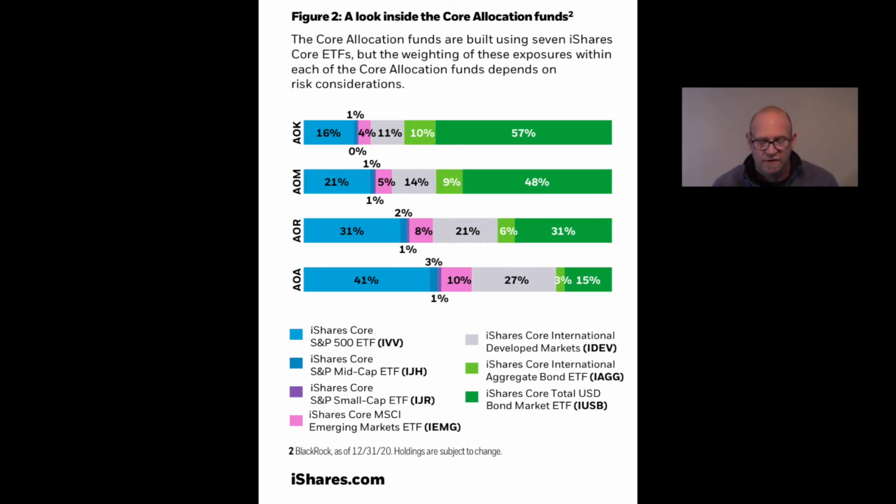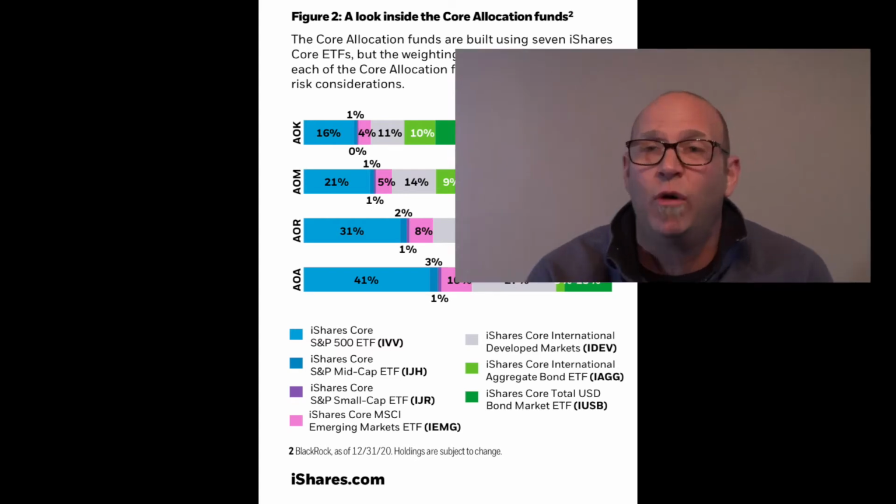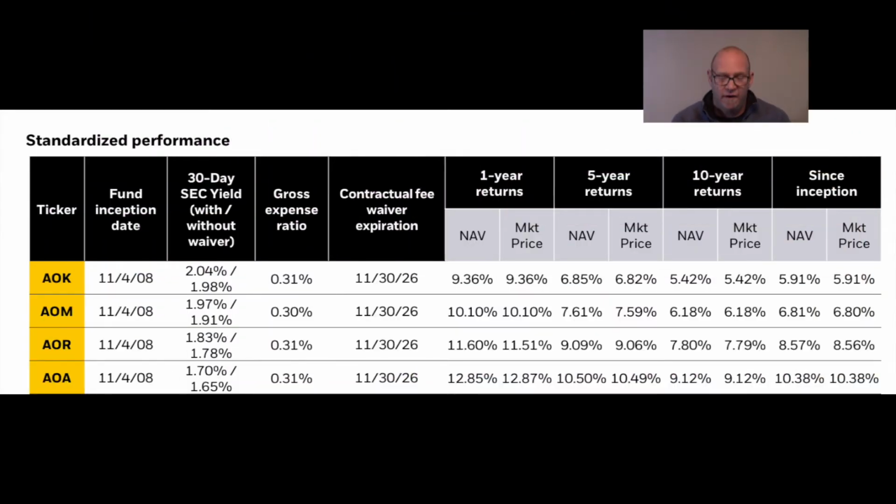And if we look at the differences, we can see up here the breakdowns in the different sectors. AOK, we're looking at about 67% in bonds. AOM, about 58%. So pretty close to the numbers they give, right? And remember, this gets rebalanced twice a year. Taking a look back now at the expense ratios and how these funds have performed.